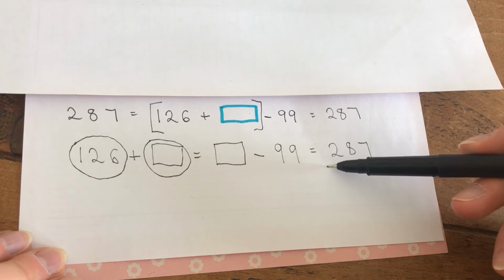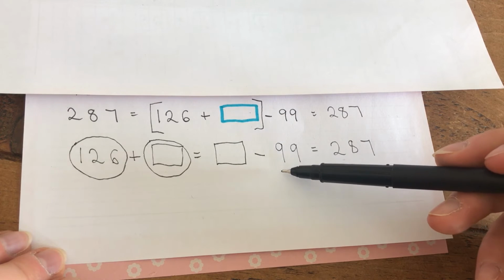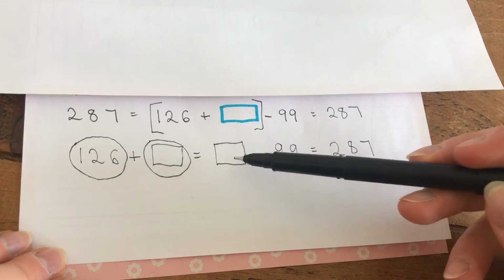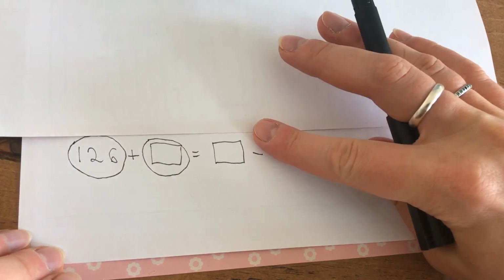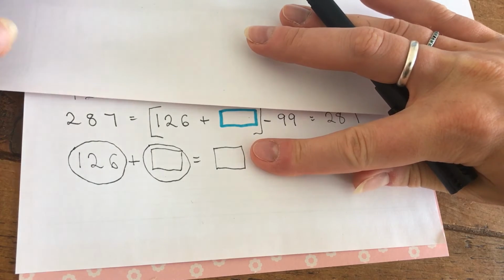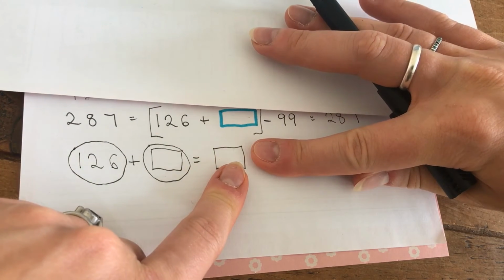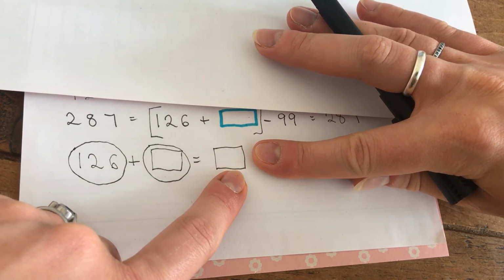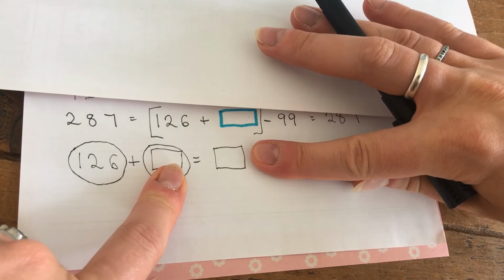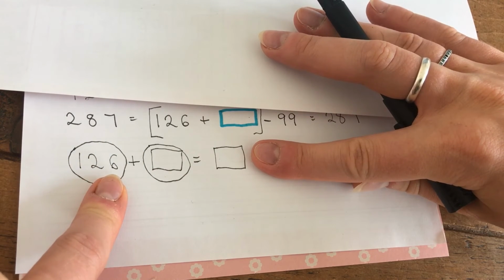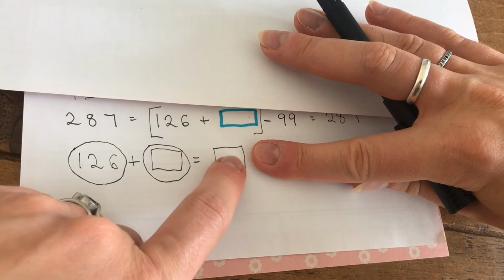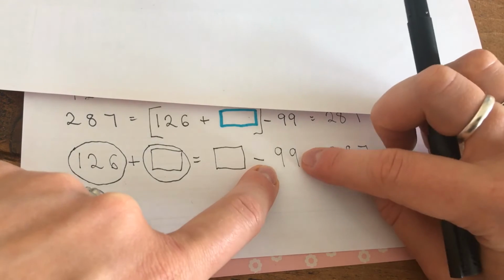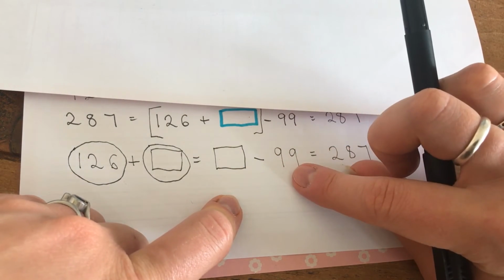So the way to approach this is to work backwards and to say, well, if I didn't eat 99, how many would I have had? If I hadn't eaten the 99 here, what would my total have been? Because then I can work out the missing number. If I knew that this was 400, for example, then I could work out the missing number to add to 126. So in order to work out what my total was before I ate 99, I need to pretend that I didn't eat that 99.